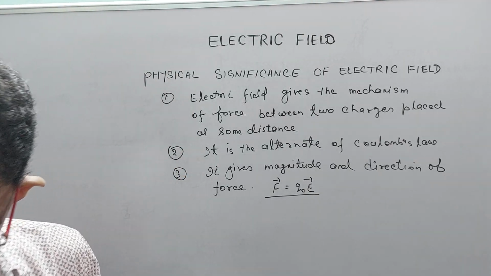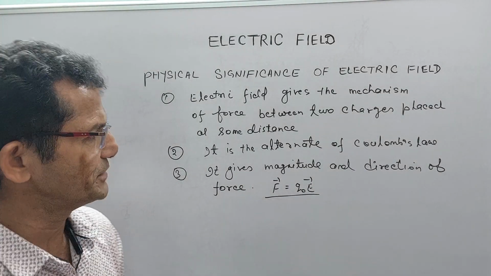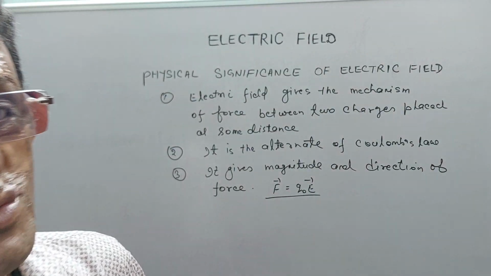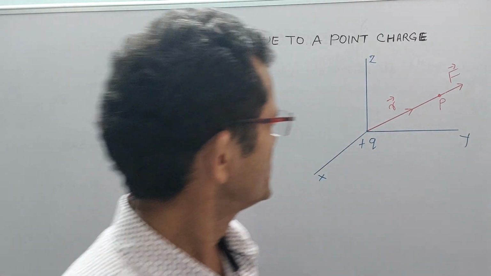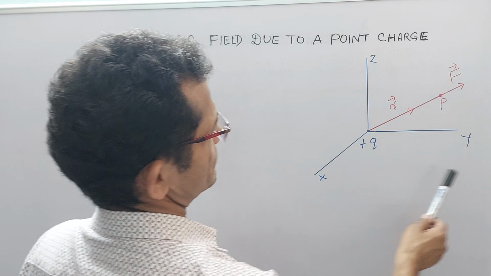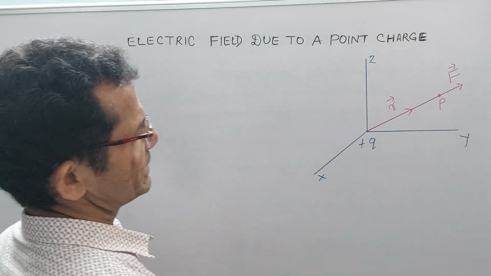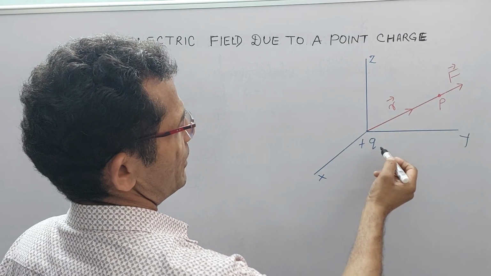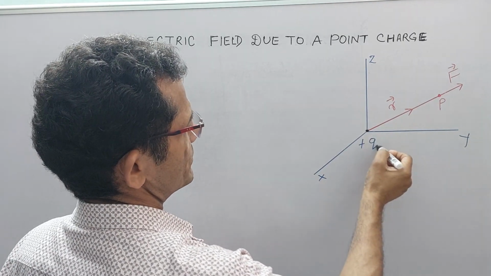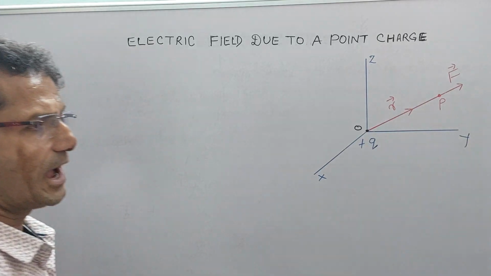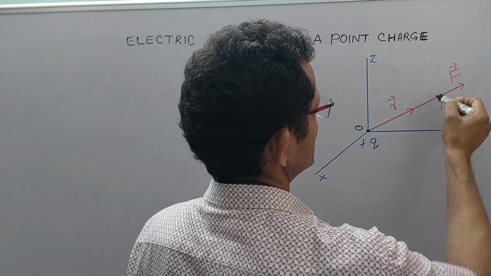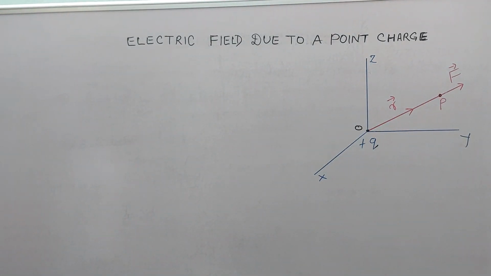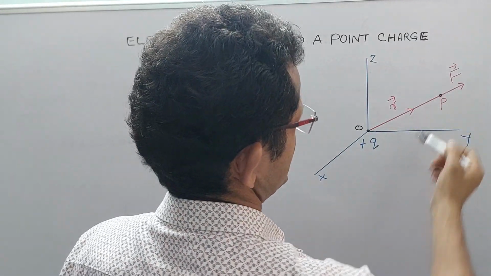Next topic: electric field due to a point charge. How to find the electric field with the help of Coulomb's law at some distance. Now let us find the electric field due to a point charge. So this is our space, with x, y and z axes. We have placed a point charge, or we call it the source charge, at the origin. Now P is the point where we have to find the electric field, at a distance of r.